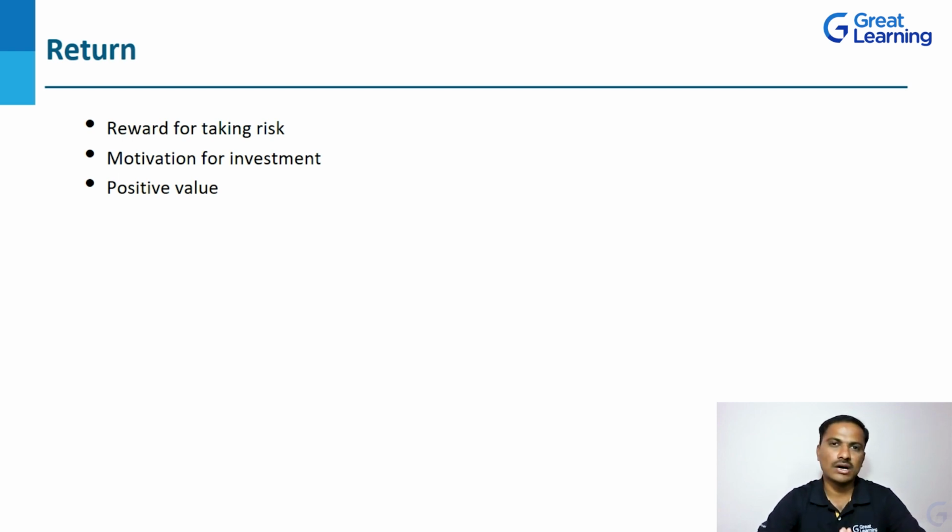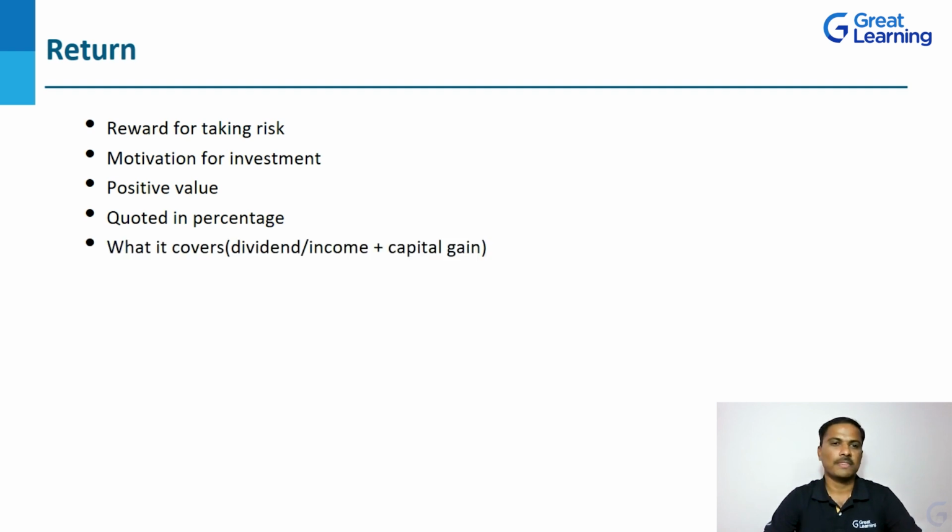So returns are always expected in positive terms, and these returns are always quoted in percentage. So what is the percentage of returns I'm going to earn? It is 5%, 12%, 10%, right? Always quoted in terms of percentage. So when we say return, it may be two things. One, it may be dividend income, or it may be capital gain.